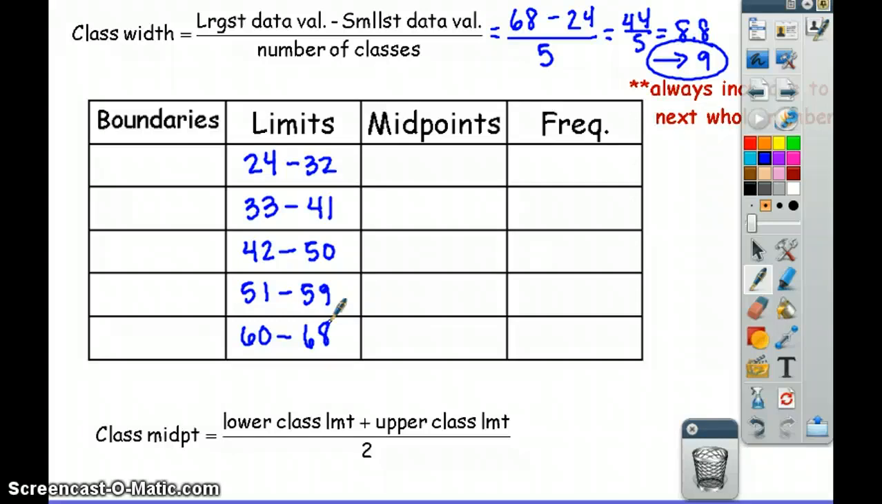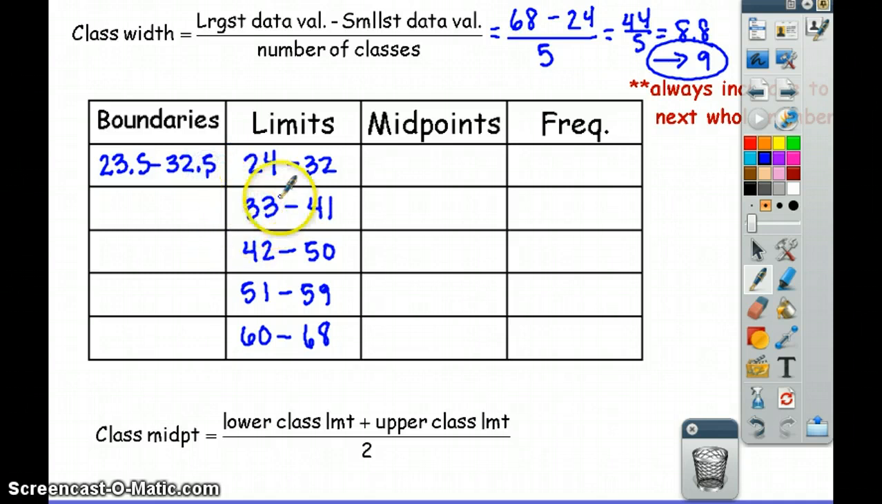The problem is right now, if I graph these, there would be gaps. I'd end at 32, and then the next bar would start at 33. I'd end at 41, the next bar would start at 42. There'd be a slight gap between each bar. So to fill in those gaps, we create our boundaries for the histogram. I just fill in the gaps by taking this 24 and going a half less than it, 23 and a half, and a half more than 32, 32 and a half. So it'll look like this, 23 and a half to 32 and a half.